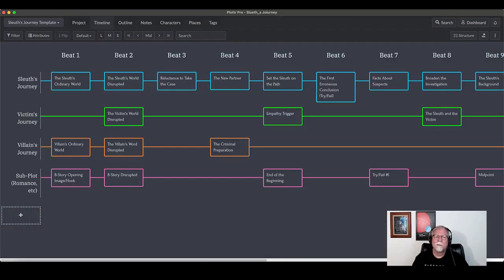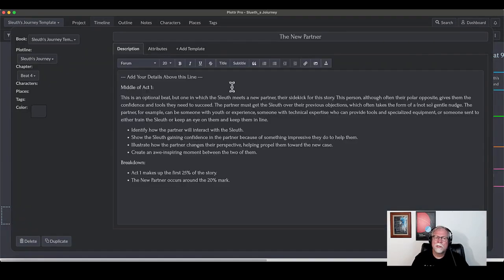Okay. Now, the next beat is also optional. Beat 4, much like the victim's journey, is optional. We don't always have to show a partner in the case. But most of the time we do. And the partner doesn't necessarily have to be a partner that works directly with them. It can be someone that's a little distance, but this is kind of like the mentor.